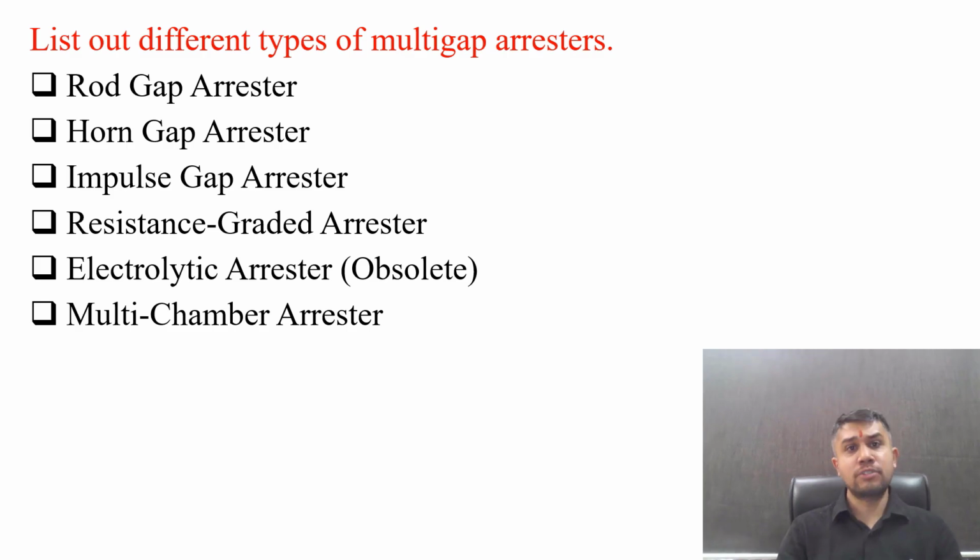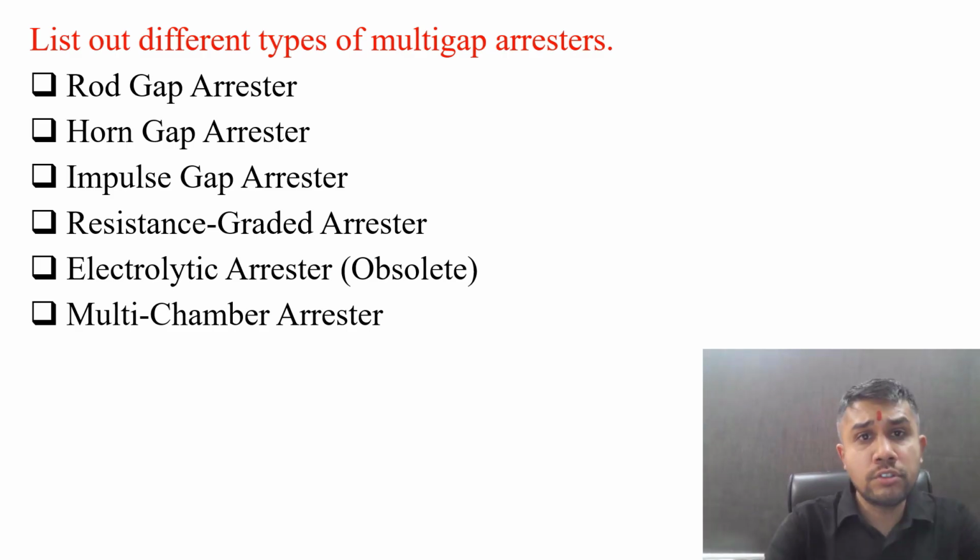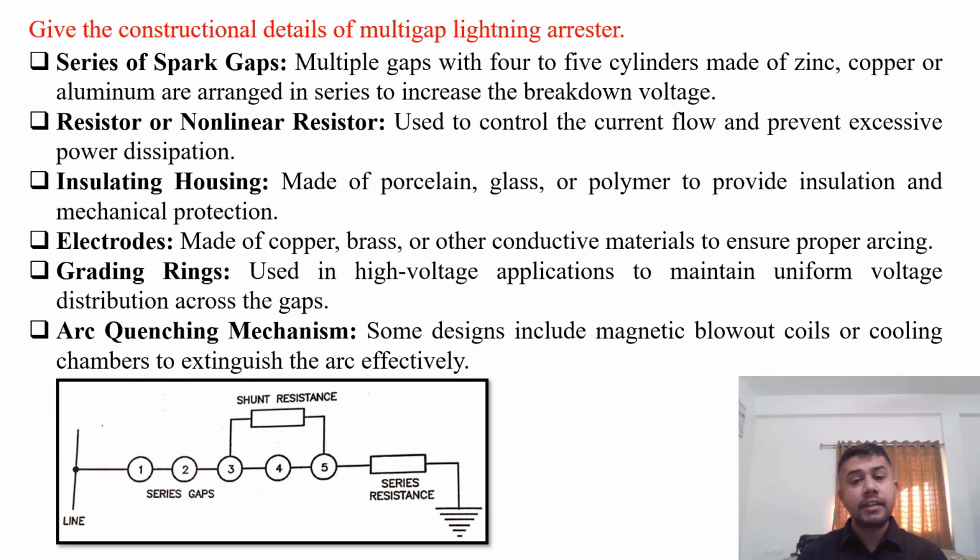List out different types of arresters used for multi-gap arresters. So there may be rod gap arrestor, horn type gap arrestor, impulse gap arrestor, resistance graded arrestor, electrolytic arrestor, which is obsolete nowadays, and multi-chamber arresters. So these are some types of arresters used for construction of multi-gap arresters. Give the constructional details of multi-gap lightning arrestor.